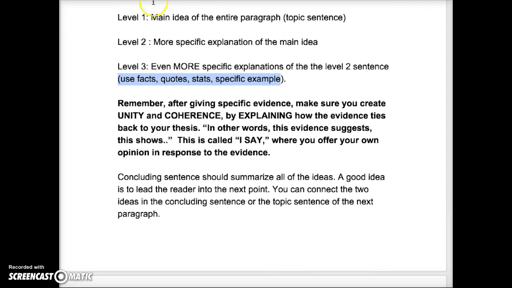So you have your level 1, your level 2, your level 3, and you're also going to have your I say. So after you give specific evidence, make sure you create coherence, unity by explaining how the evidence ties back to your thesis. You can use phrases like, in other words, this evidence suggests, this shows. And this is called I say, where you offer your own opinion in response to the evidence. Very important.